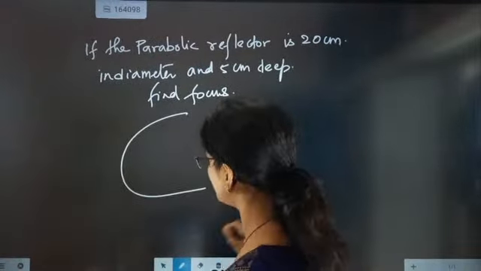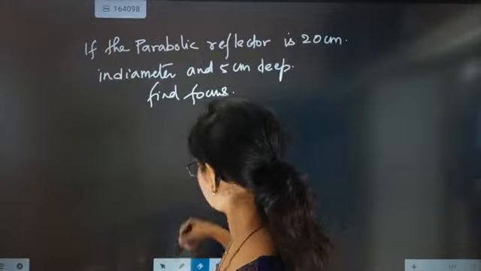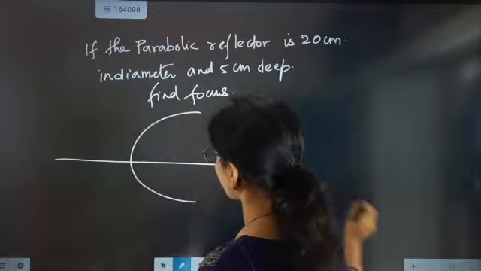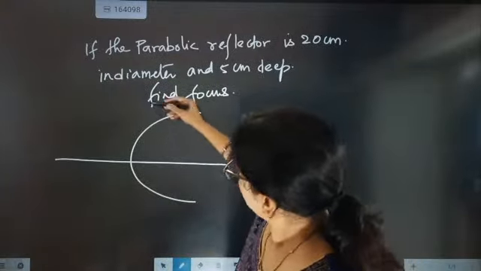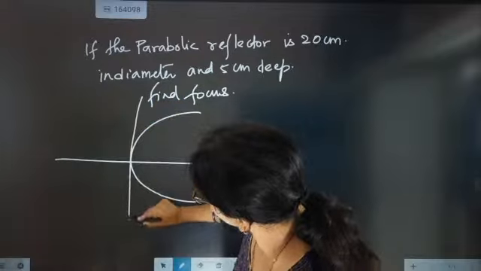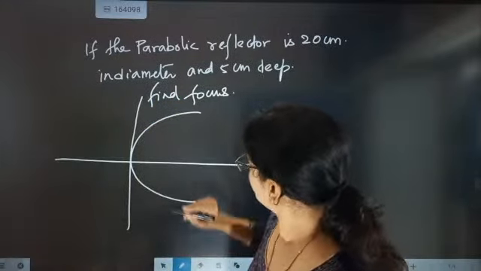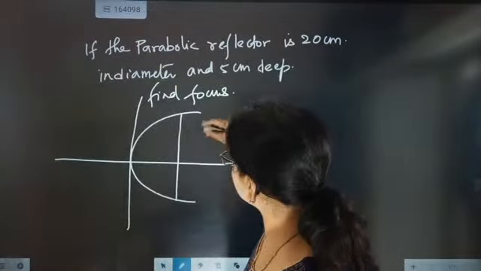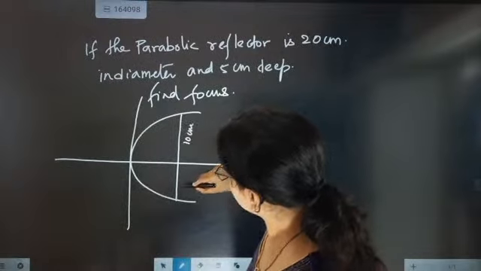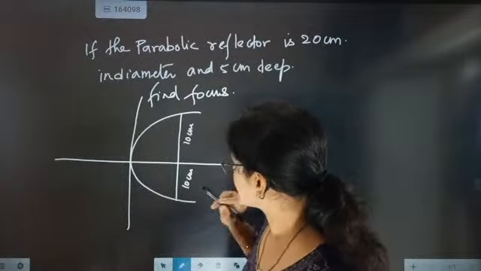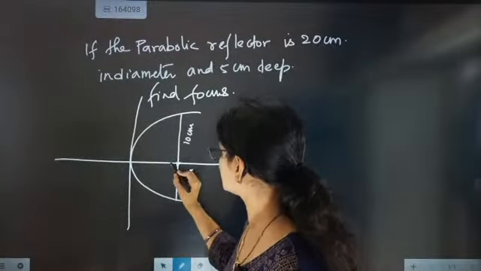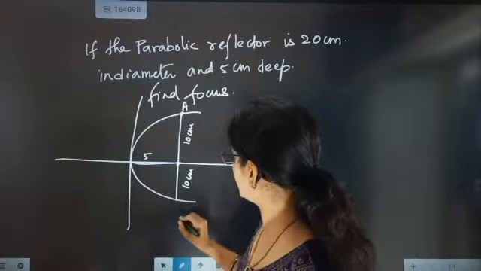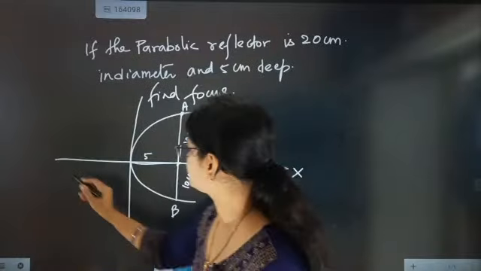We can only draw the parabola. Let us allow it to pass through this region. The total reflector width is given, so this part will become 10, symmetric 10, and the depth is coming as 5. So this point I am going to take as A, and this point as B.